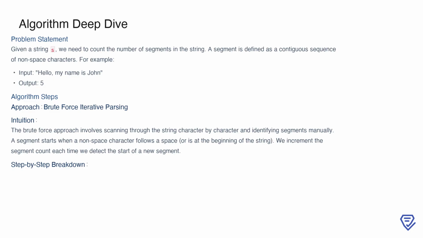The brute force approach for this problem involves manually scanning the string character by character to identify where each segment starts. The idea is simple: a new segment begins when we encounter a non-space character that is either at the start of the string or immediately follows a space. By carefully tracking this condition, we can increment a counter each time a new segment is detected. This method allows us to effectively count the segments in a single pass through the string.